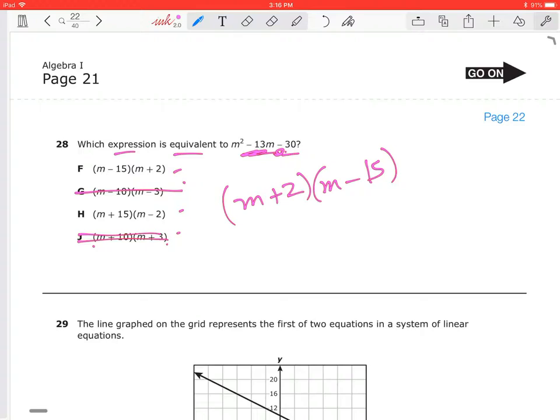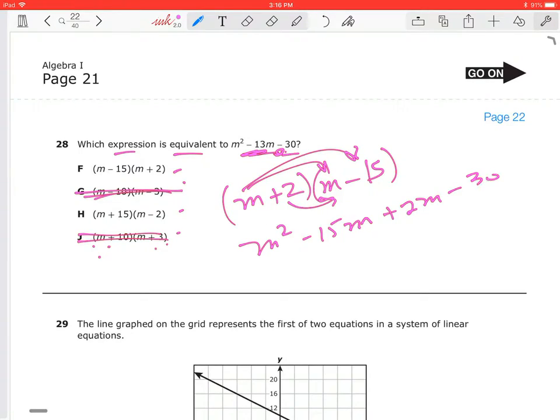Oh, I could have eliminated answer J, because that has 2 positives, and that definitely won't work. And G is eliminated because they're both negative. So m times m will give me m squared. M times negative 15 will give me negative 15m. 2 times m will give me positive 2m. 2 times negative 15 will give me negative 30. So that's going to be m squared minus 13m minus 30. So that one works. So F is our answer choice.